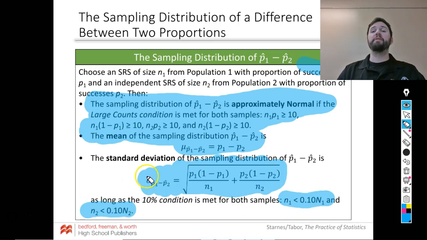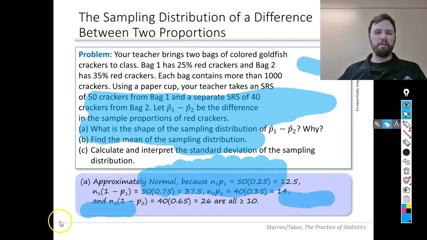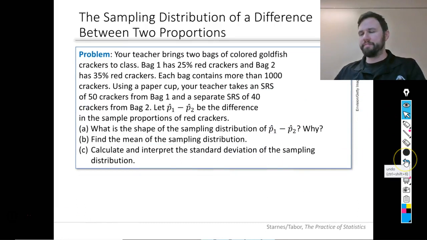Does it have to be a random sample? Of course it does, guys. It always has to be an SRS. Onward. Let's look at the fish. No, the answer. Too far. All right, let's look at these fishes.